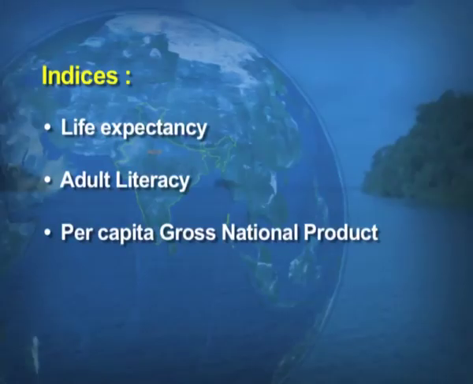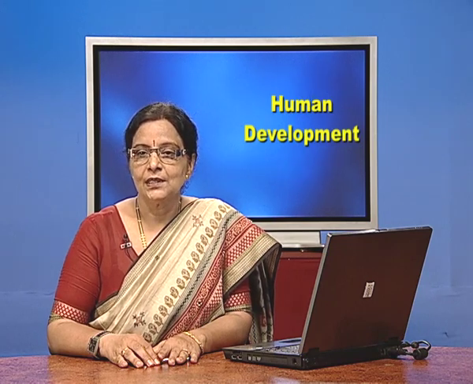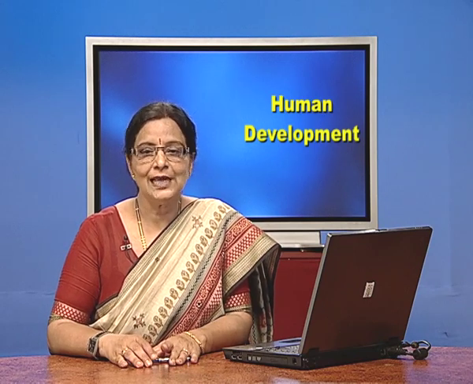Now, when we talk about these 3 indicators of human development, there is a certain index for each indicator. Like the first indicator we talked about, that is how long a person can live. So, the index for that is life expectancy. Now, what is life expectancy? This is, on average, how long a person can live, that is known as life expectancy.